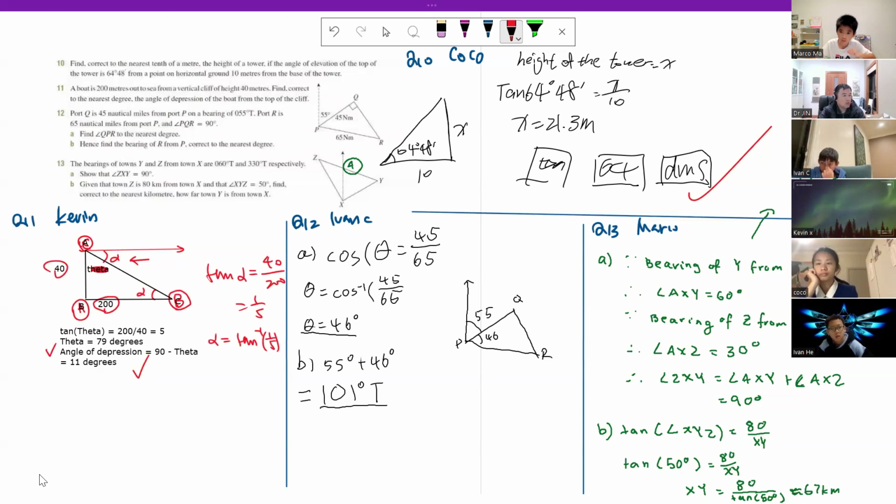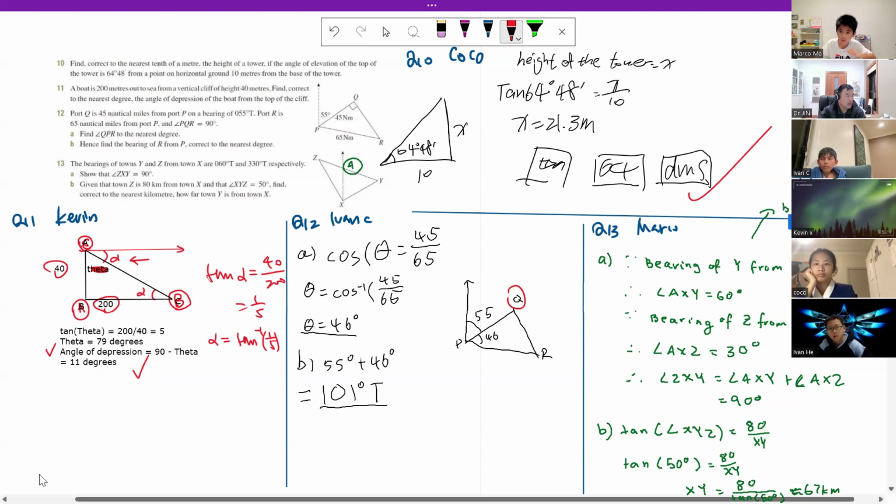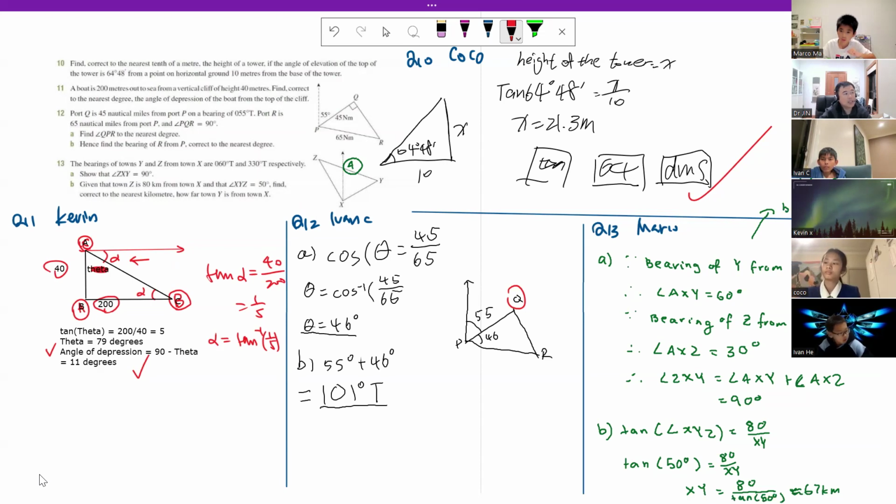All right, so I will see your question. Port Q is here. Yep. It is 45 nautical miles from port P on the bearing of 055. So this is 55 degrees. Port R is 65 miles from port P. And PQR is 90 degrees. So the diagram is not complete. I don't know why this is 46, but let's see. I don't have an idea, but let's see.